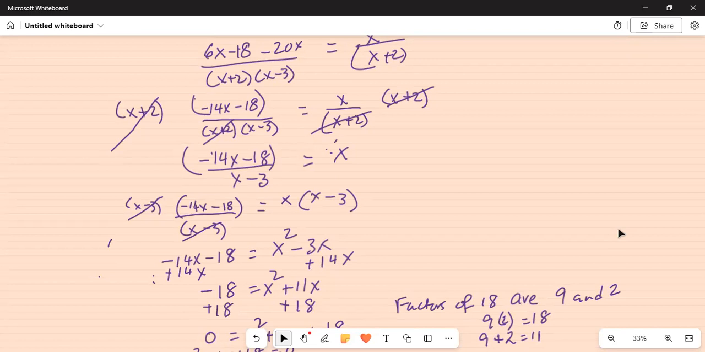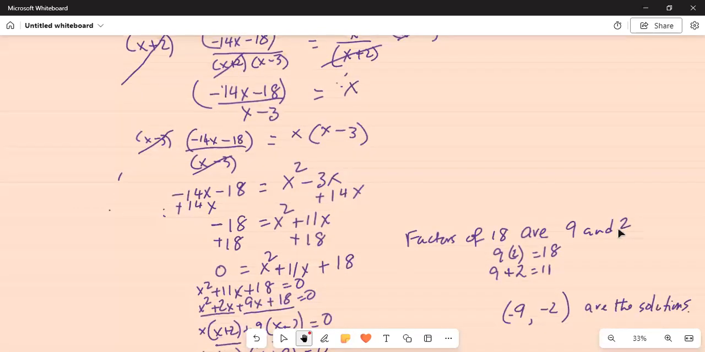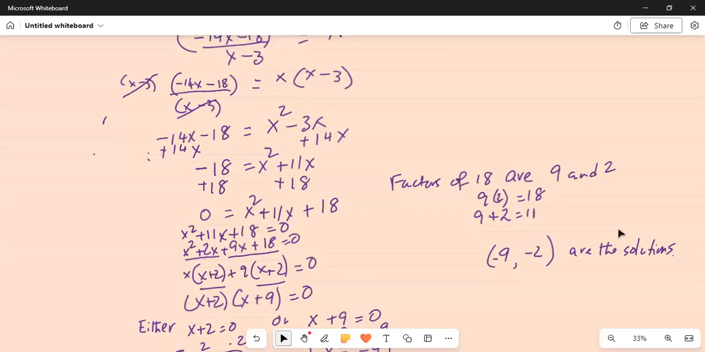Why? Because this is an equation. Whatever happens on the left-hand side will also happen on the right-hand side because of the presence of the equal to sign. And then we simplify by canceling x minus 3 on the left-hand side from the numerator and denominator. And then we move every term to the right-hand side and make the left-hand side equal to 0. So we get x squared plus 11x plus 18 equal to 0.